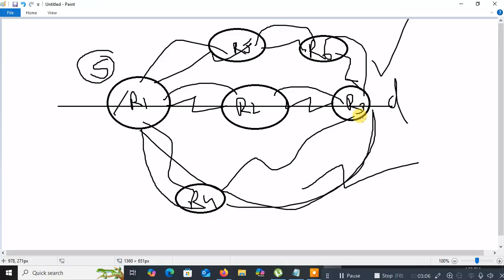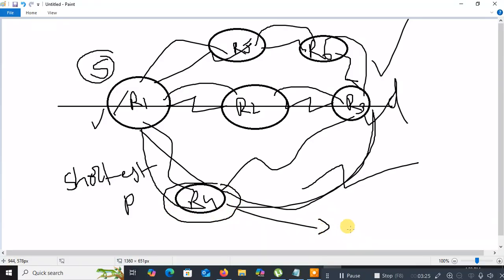So the router chooses the shortest or best path to send a packet from one network to another network. This is one network, this is another network. If you see this one, it has only one hop, so it may have a shorter distance. The router always chooses the shortest path.